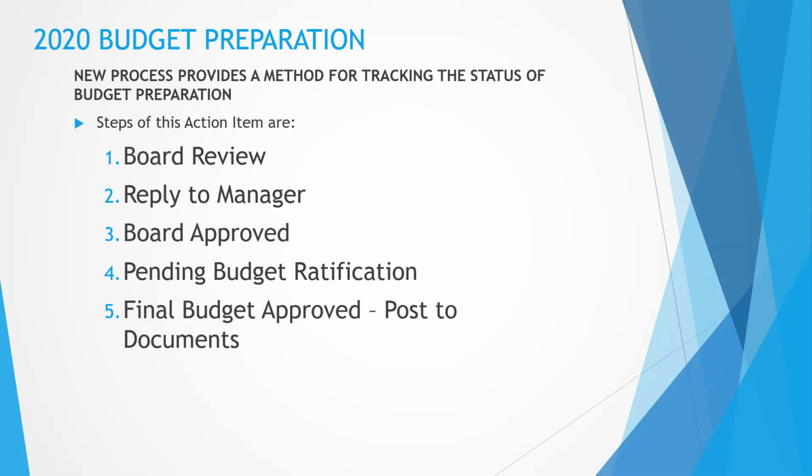The next step, they can send a reply to the manager, or they can step it to board approved, or the manager can step it to board approved. In an association that doesn't require membership ratification of the budget, then you can step it once you have that board approval to final budget approved, post to the documents page. Or if the board's approved a budget and you're waiting on the meeting, you'll want to step it to pending budget ratification.